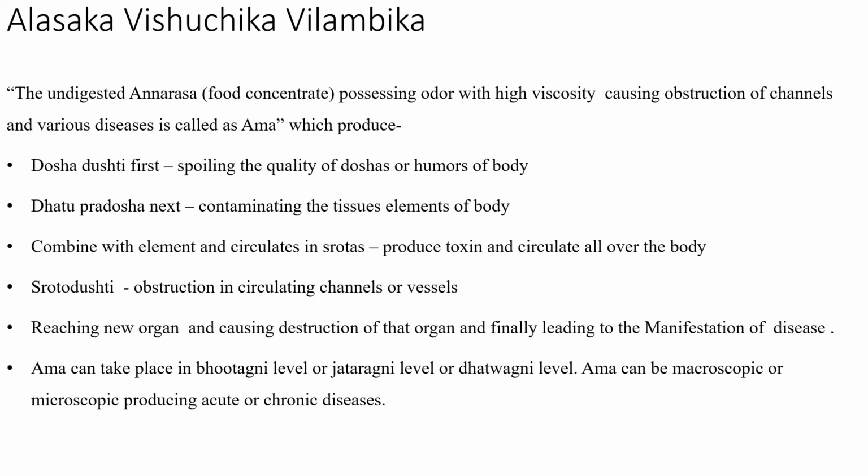So the undigested annarasa possessing odor with high viscosity, causing obstruction of channels and various diseases, is called ama, which produces dosha dushti first, spoiling the quality of the doshas or humors of the body. This is the first stage of ama. In this stage, just aruchi and agnimandya may occur. Dhatu poshana hampering may occur again in the later stages.